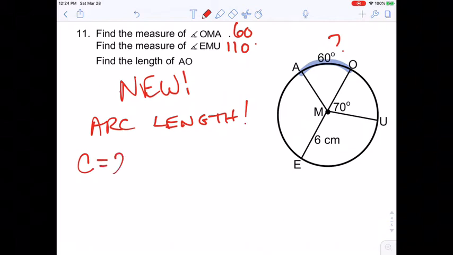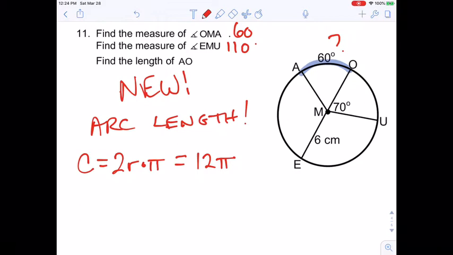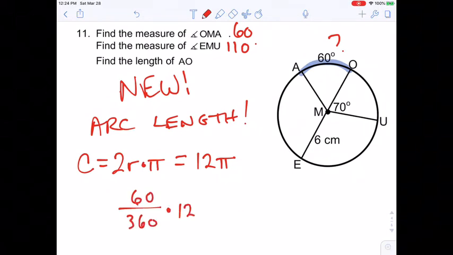So the circumference is 2r times pi. We'll leave it in terms of pi like we've done in the past. So this is going to be 6 times 2, or 12 pi. So that is the circumference. But we don't want the full circumference. We only want a slice or a fraction of the circumference. So another way to think of it is we want the fraction of 60 out of 360 of that circumference. That is going to give us our length.